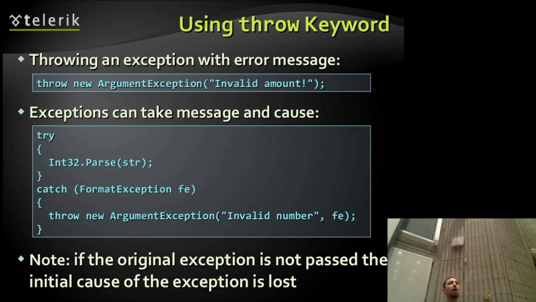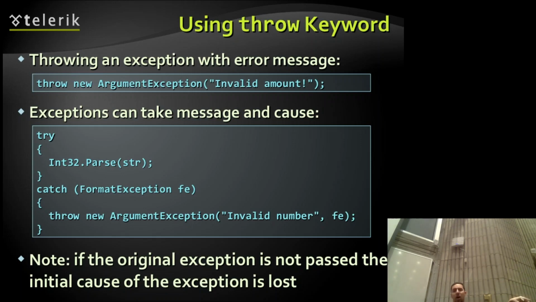But with a catch block, we can interrupt this flow. So instead of going all the way back up to main and crashing, we can find that, and we can actually throw our own exception. So that's an invalid number. And we throw a different type of exception. We throw an argument exception. So you can think of this as a man-in-the-middle attack.